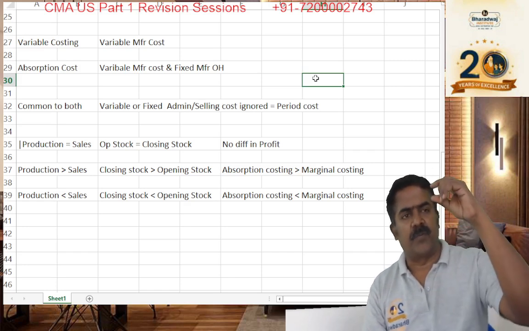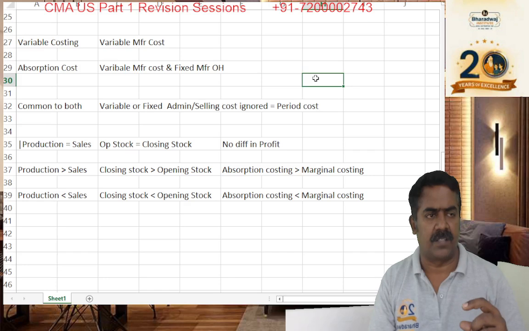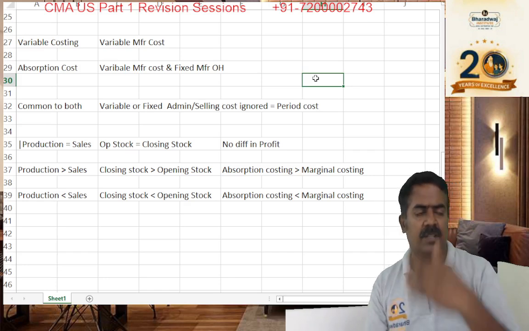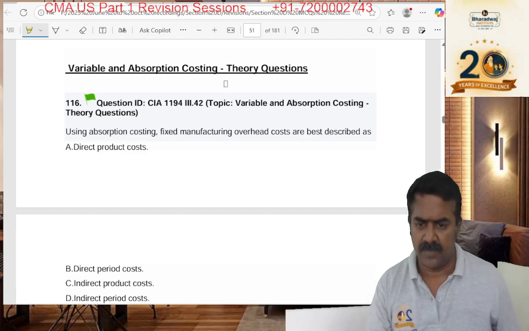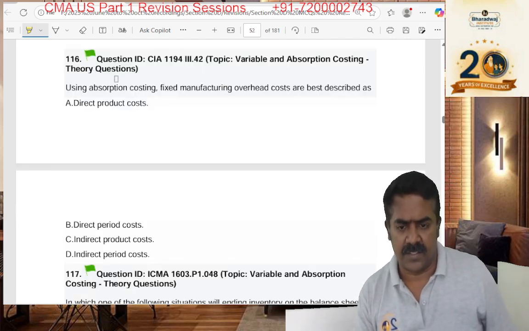Sometimes they will give you profit in marginal costing, profit in absorption costing. Fixed overheads they will give you. Based on that you can do reverse working and find out. We'll see. Look at question number 116.